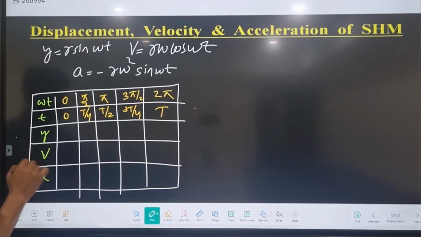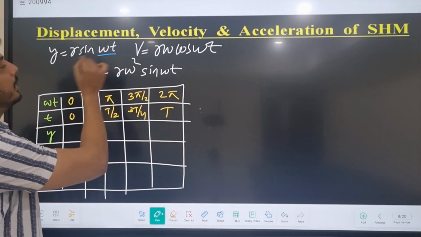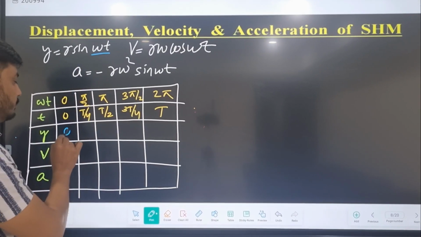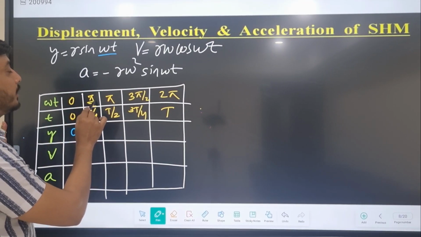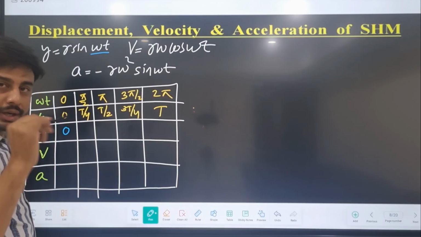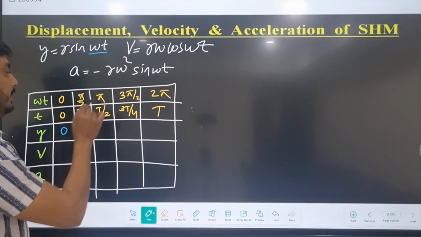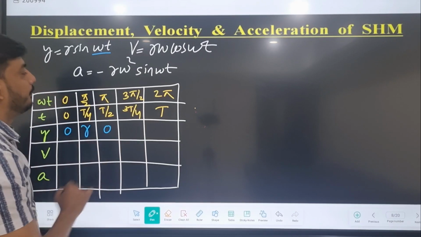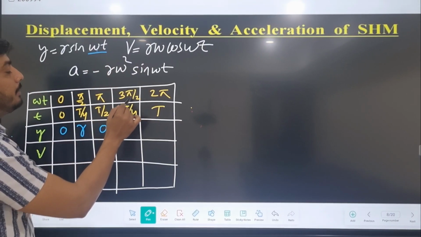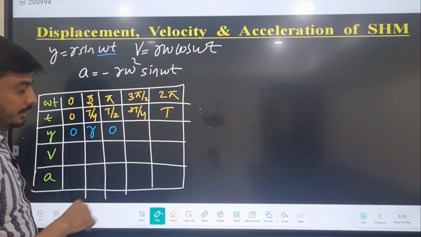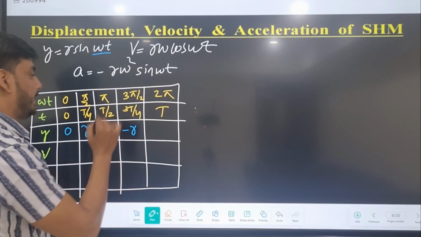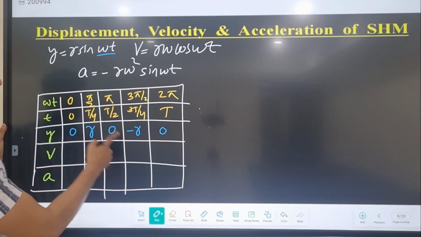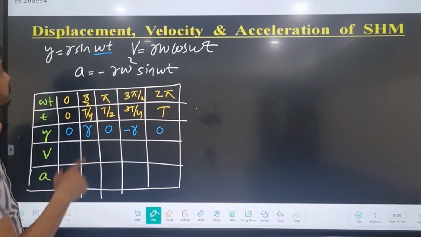Then we have to find out the values. We can directly use the values of omega t here. If omega t is 0, sine 0 is 0, so this will be 0. When you put omega t equal to pi by 2, sine pi by 2 is 1, so this value will be r. Similarly, sine pi is again 0, so y will be 0. Sine 3 pi by 2 is minus 1, so we will have the value minus r. Sine 2 pi is again 0. Now we get the values of y with respect to omega t.